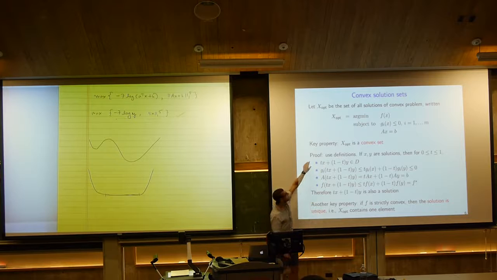Okay, so that's a property of convex optimization problems. Here's another really important property of convex optimization problems. If f is strictly convex, if the criterion is strictly convex, then the solution set is a singleton. It only has one point. So if I'm trying to minimize a strictly convex function subject to any number of constraints, of course they have to be of this form, then the solution is unique. The solution set only has one element.